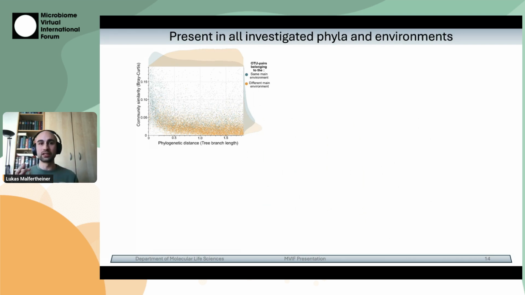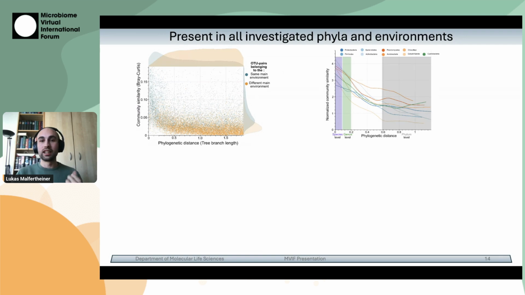Now, in the interest of time, I will just show you very, very quickly on one slide some of the other things we did to show that this signal is actually present in all investigated environments. So first, we saw that there's a very big environmental effect. A lot of the OTUs that are closely related also share the same main environment. So they're both, for example, found in ocean or soil, but it is also present if we compare across different environments. Then we saw that all phyla that we analyzed, which were around 20 archaeal and bacterial phyla, showed a signal with different strengths and shape of the trend line.